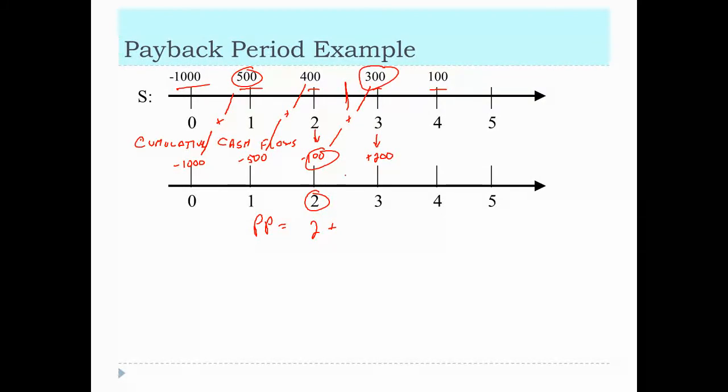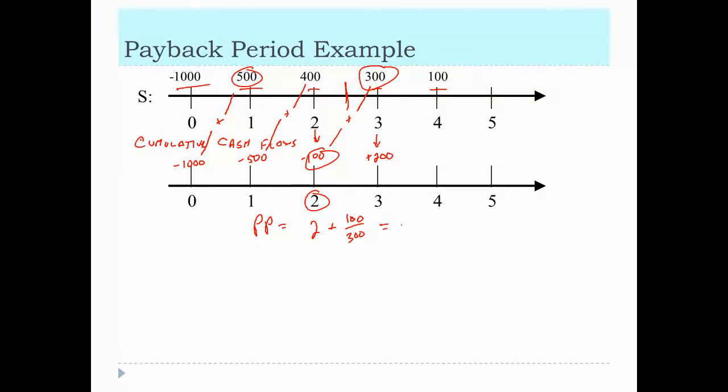So, making the assumption that cash flows come in steadily over the course of the year, and that would be a typical assumption, we would calculate this payback period as 2 years plus the shortfall remaining at the end of 2 years divided by the total cash flow expected during the next year, the third year.